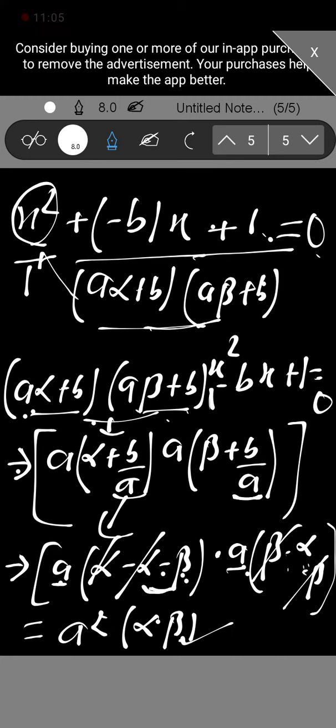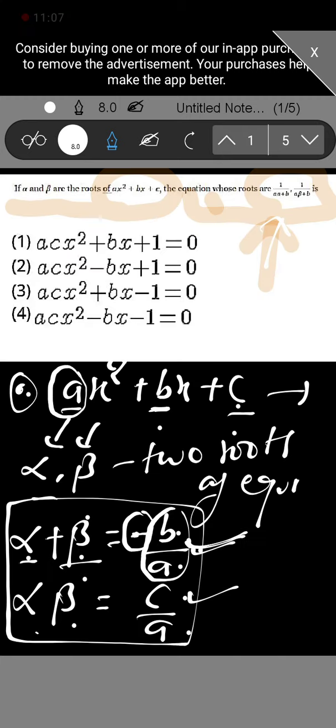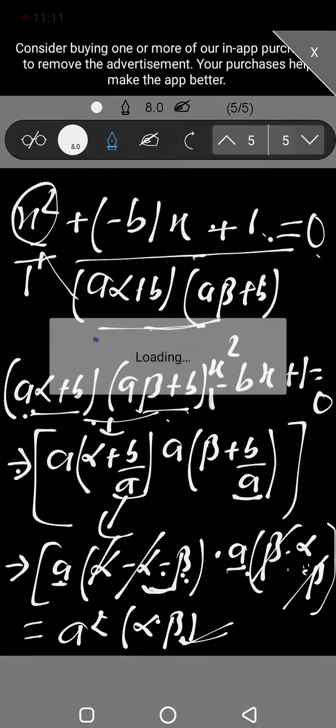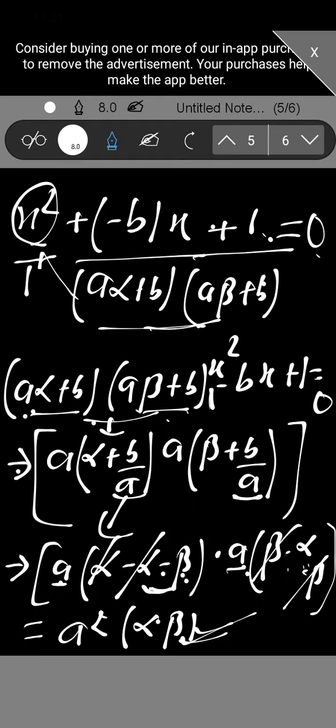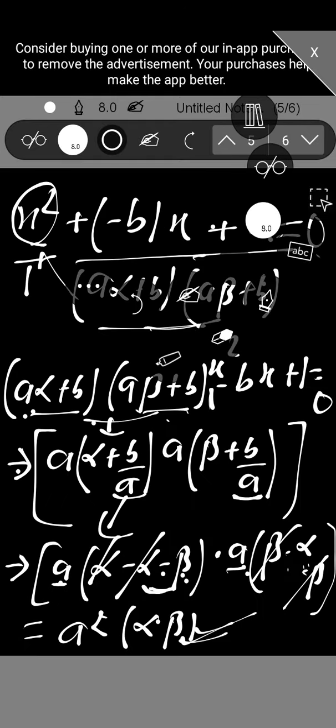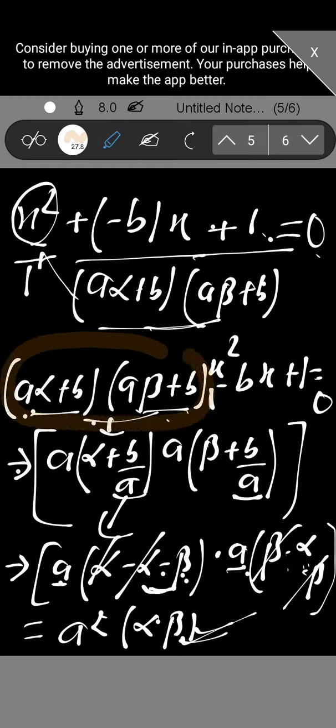What was the value of alpha into beta? Just observe from the first equation. This was c by a. So put in place of alpha beta c by a. So we get a square into c by a. This is the coefficient of this part. Let me just mark it. The coefficient of this part is what we are calculating below.